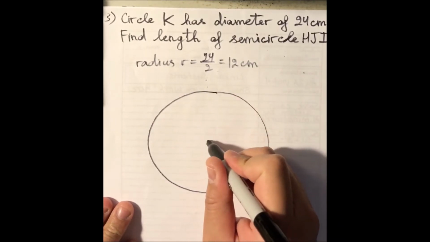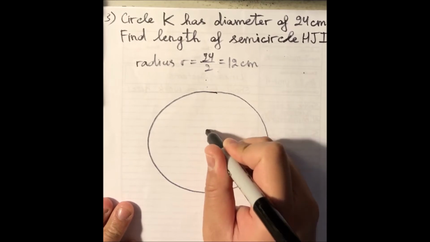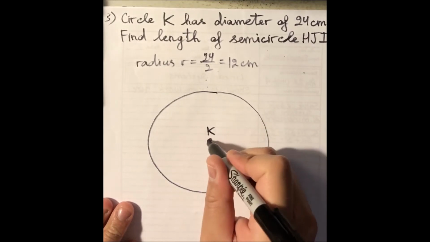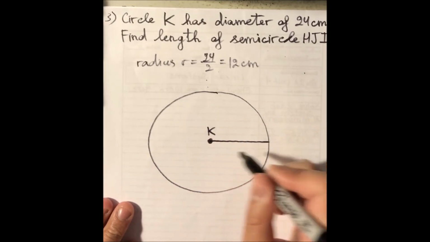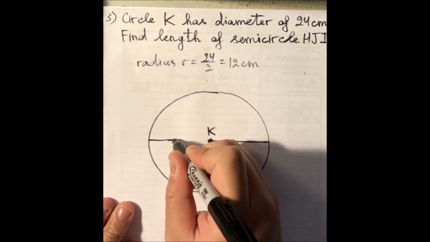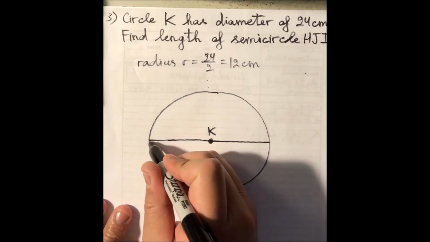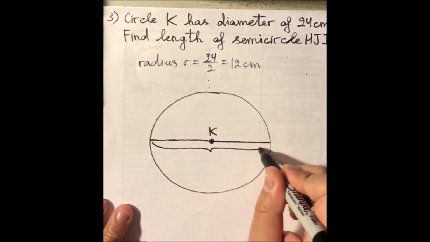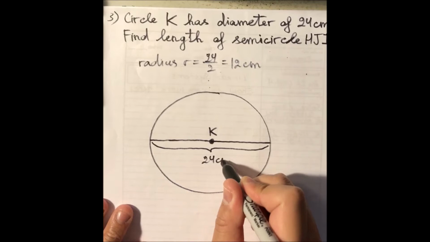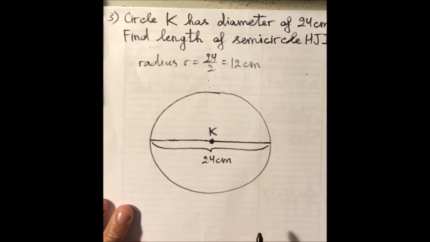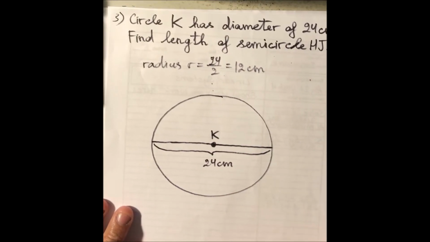Center at the letter K, so maybe it's right here. And we know the diameter, which is the distance that connects two opposite sides of the circle together. This diameter here is 24 centimeters. And we are supposed to find the length of the semicircle.